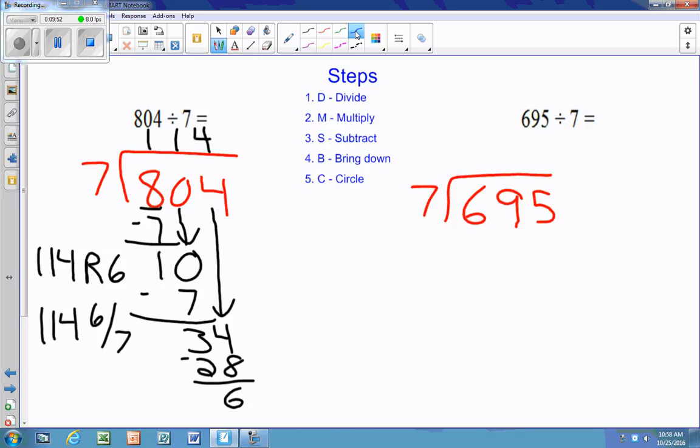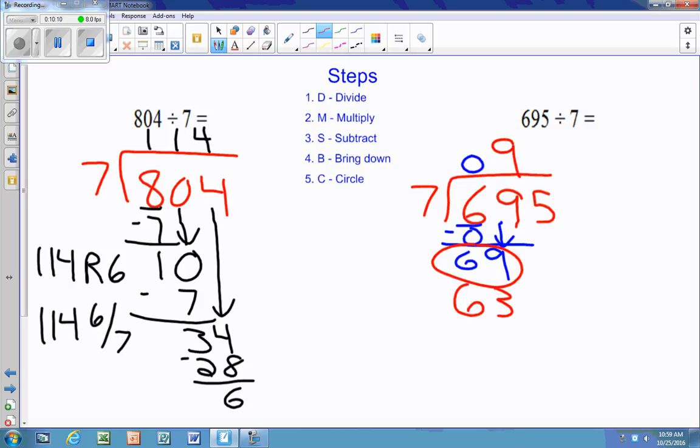First, we ask ourselves how many times does 7 go into 6? It does not. 0 times 7 is 0. We subtract, bring down one number at a time here. How many times can 7 go into 69? 7 goes into 69 9 times. We multiply it, we get 63. 9 minus 3 is 6. 6 minus 6 is 0.